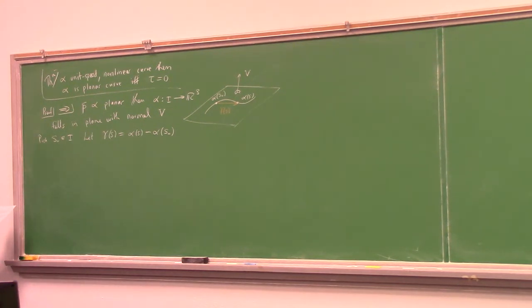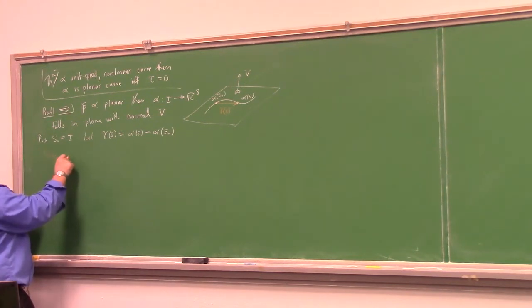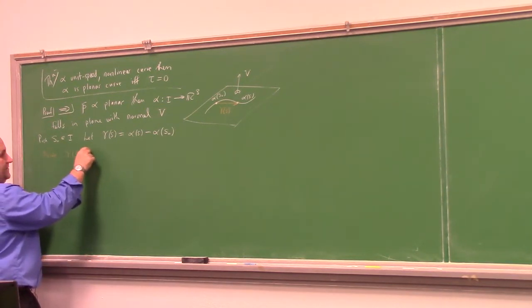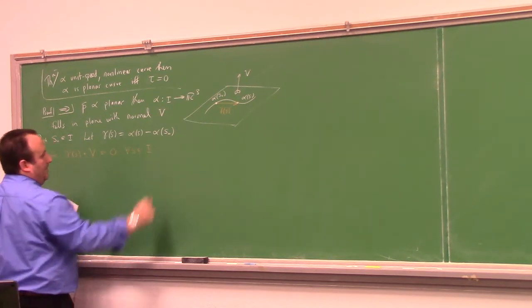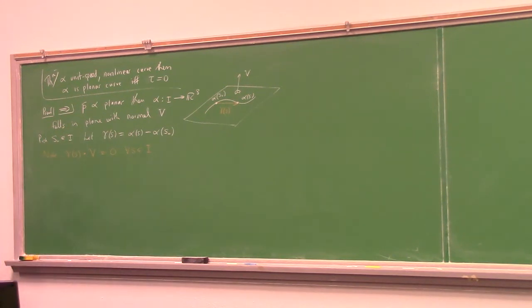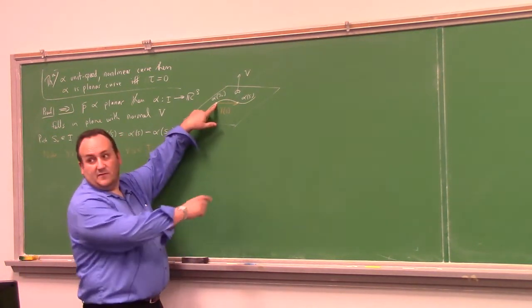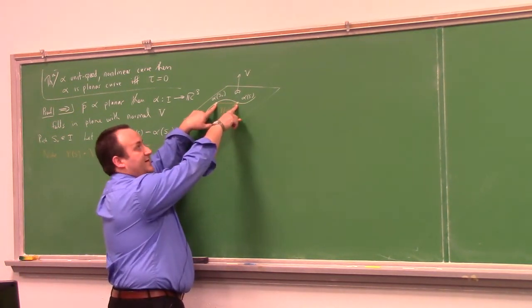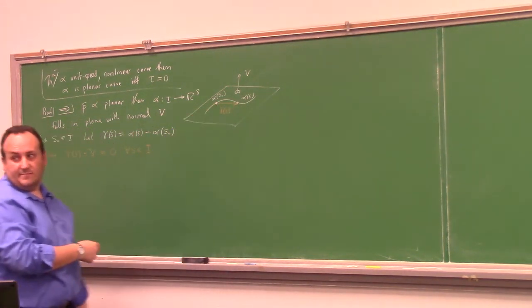But of course, we have what? Gamma of S dot V is equal to 0 for all S in I, by assumption that the curve is planar. If the curve is planar, that means that any vector which connects a given point on the curve to another point on the curve has to be perpendicular to the normal to the plane.